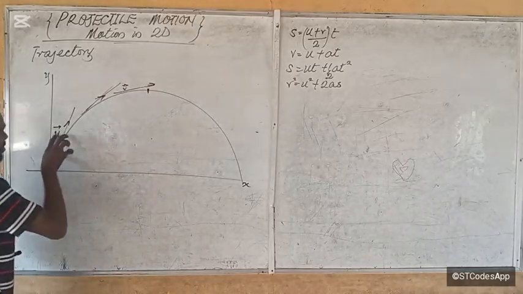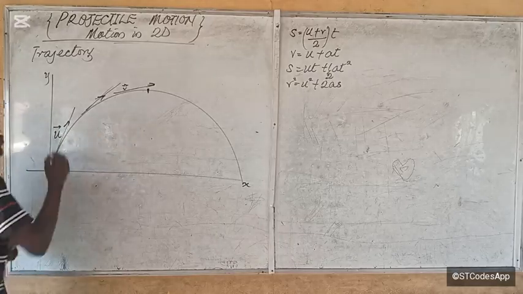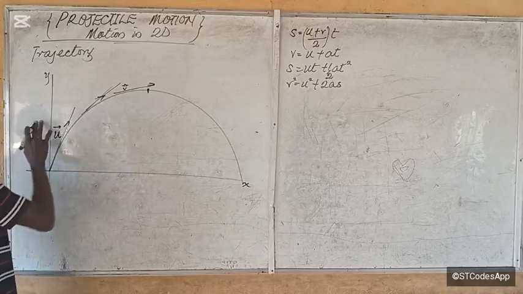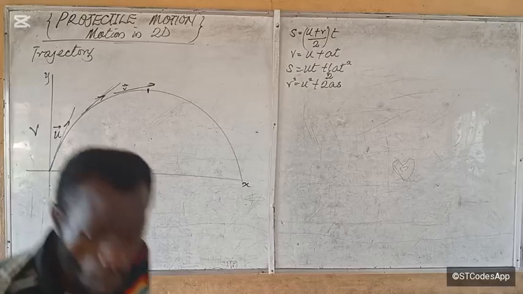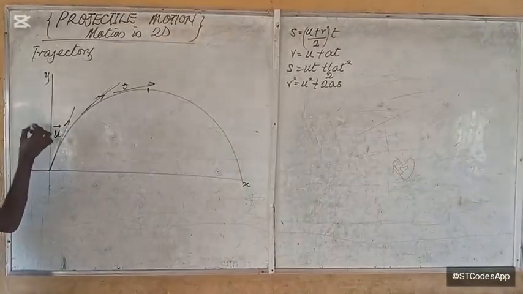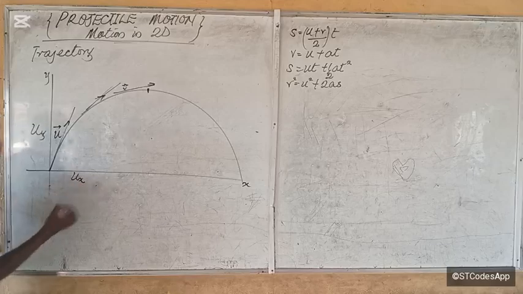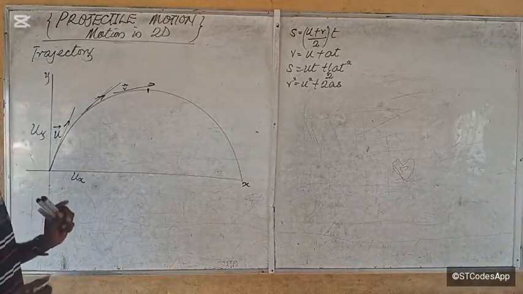Now you see that this body is moving in both y and x direction at the same time. So it's going to have a y component, which we'll call u sub y. That will be the speed along the y-axis. And it's going to have a u sub x, which is going to be the speed along the x-axis.